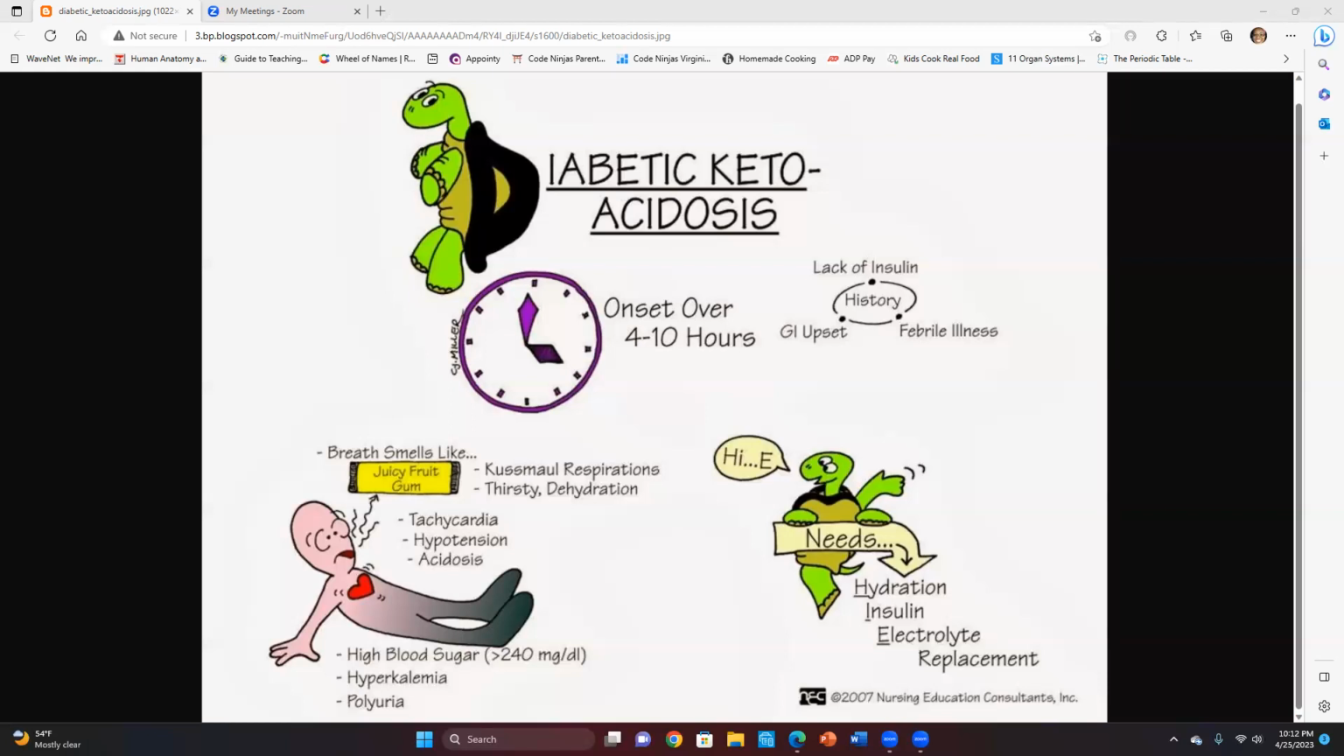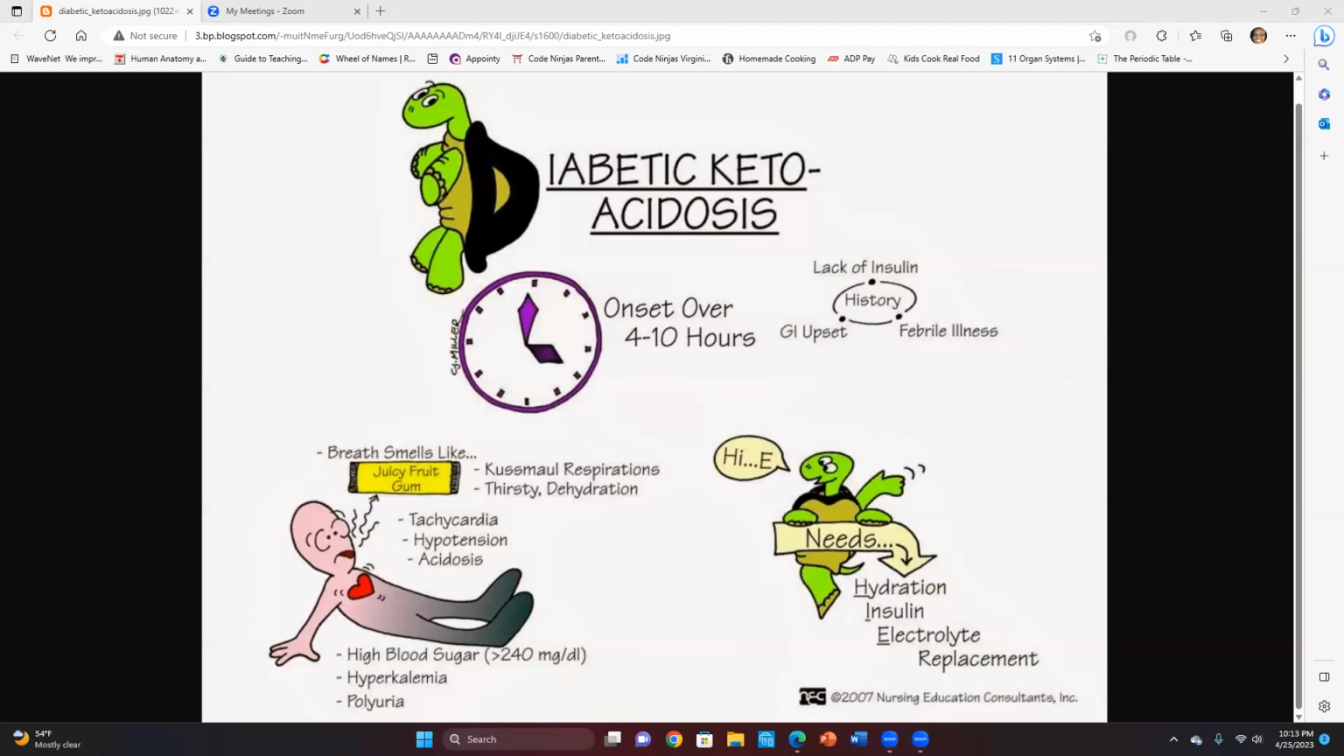I would expect that I would add fluids that contain dextrose when the blood glucose is approximately 250 milligrams per deciliter, and that is to avoid hypoglycemia. I would expect that I'm going to administer insulin IV. So this is an infusion of insulin, and it's usually at 0.1 milligrams per kilogram per hour. So the insulin infusion is 0.1 milligrams per kilogram per hour.